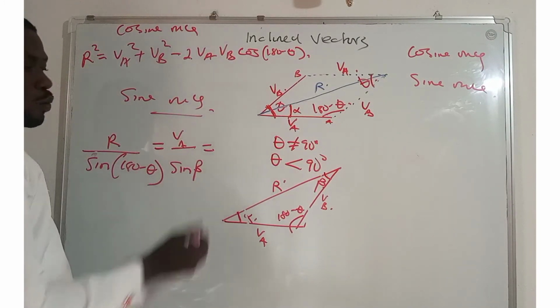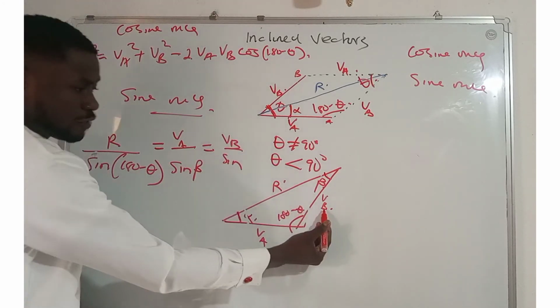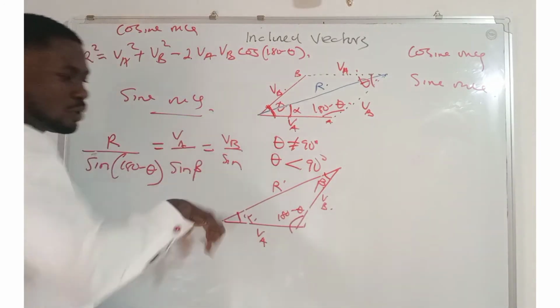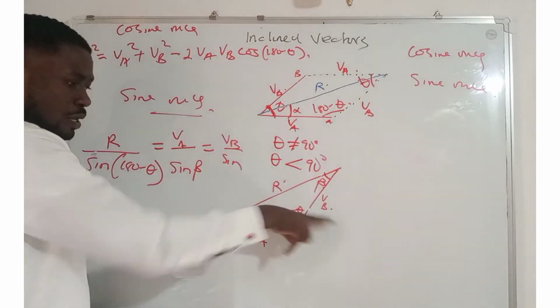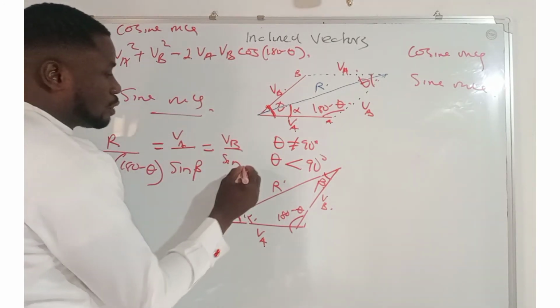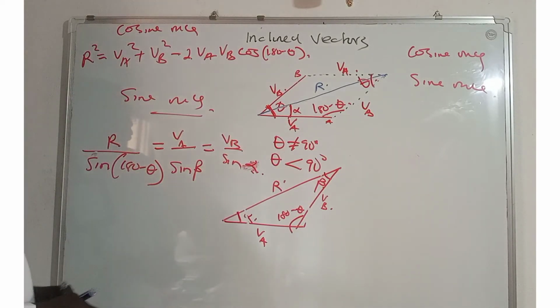And that has to be equal to VB all over sine, if I'm using B now, the magnitude B, the angle that is facing the magnitude B is what? Alpha. Therefore, this has to be sine alpha. All over what? Sine alpha. So I take that again.